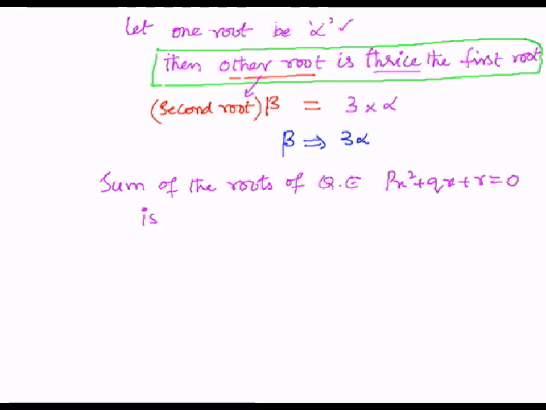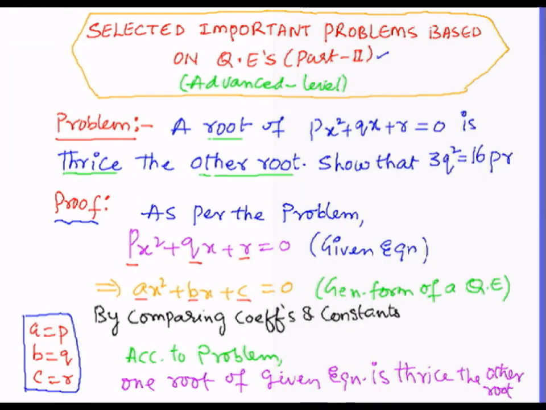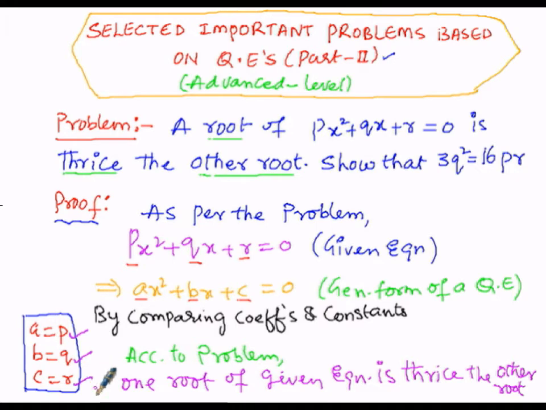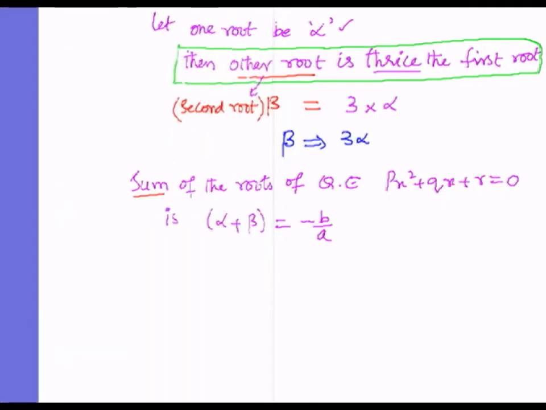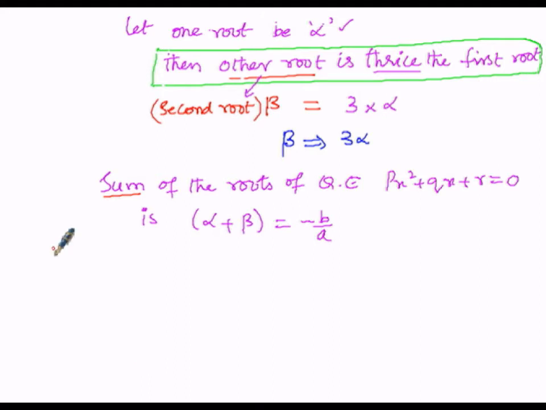since it is the sum, we have to add up, that is alpha plus beta equals to, the formula is minus b by a. But here, by comparing, the a value is p, the b value is q and the c value is r. So here we have already noted that a is p, b is q and c is r from the given quadratic equation, when we compared it with the general form of a quadratic equation, that is ax square plus bx plus c equals to 0.